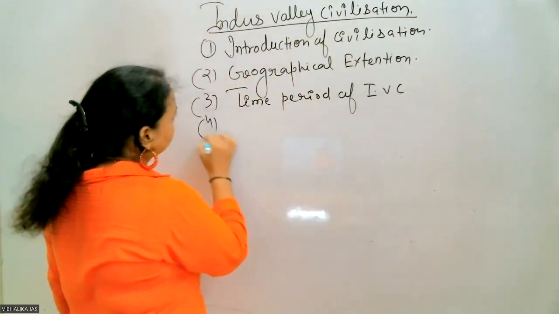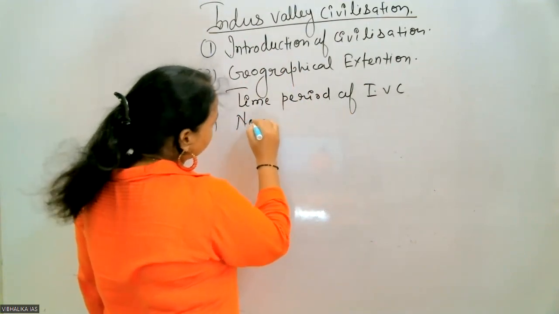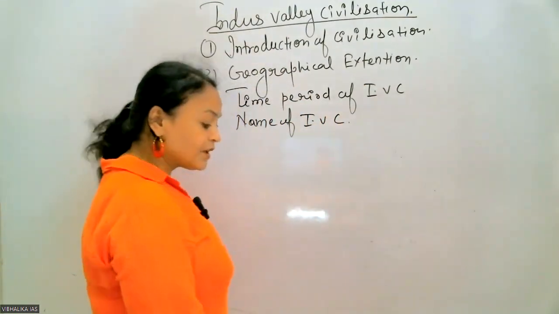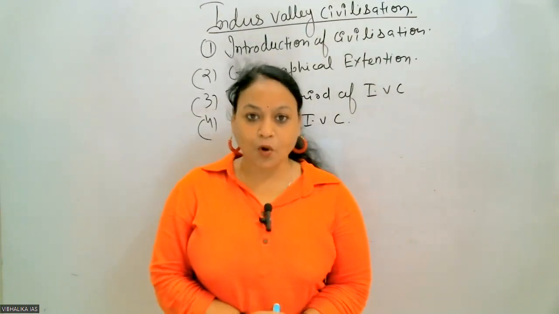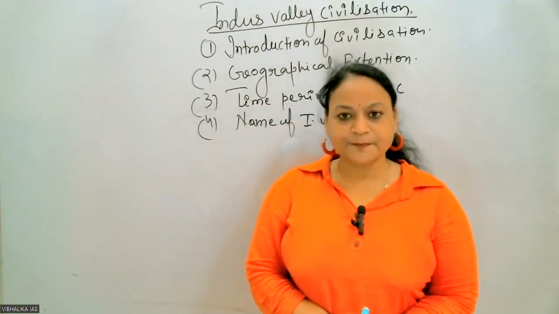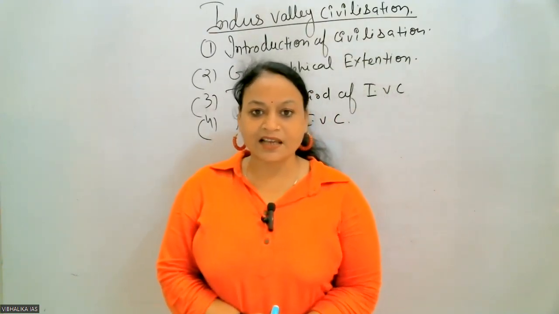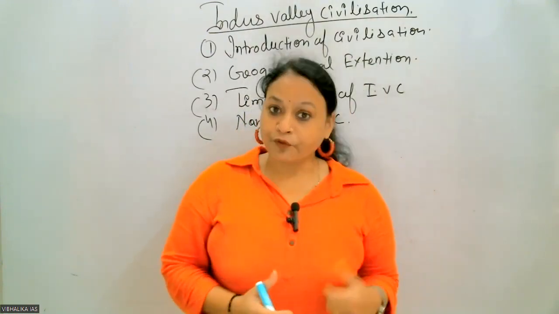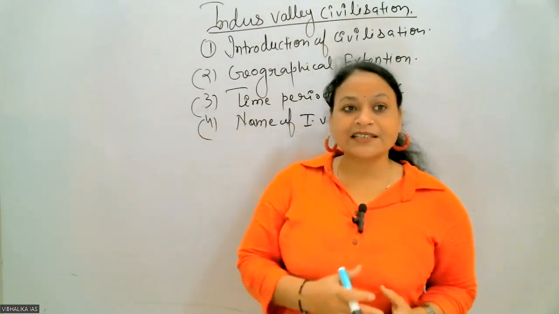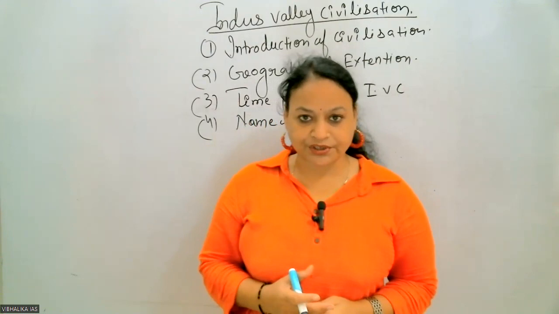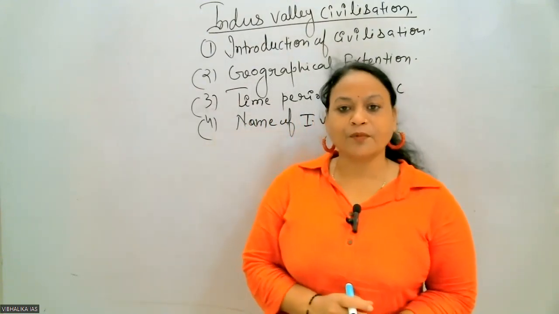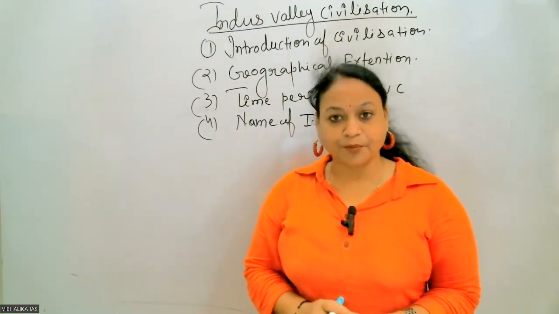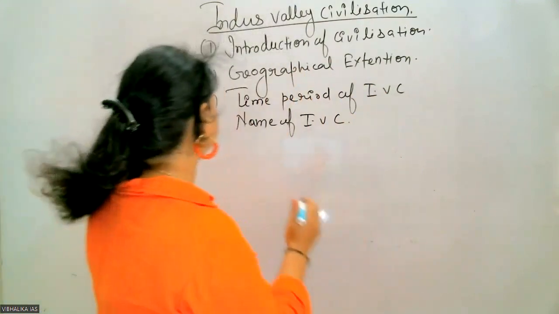Number four, we will cover the name of Indus Valley civilization. You know, students, this civilization is also known as Harappan civilization, Indus civilization, as well as Bronze Age civilization. So, why do we use different names for this civilization? UPSC has asked many times this question: what is the appropriate name of Indus Valley civilization? So we will try to find out what should be the appropriate name.